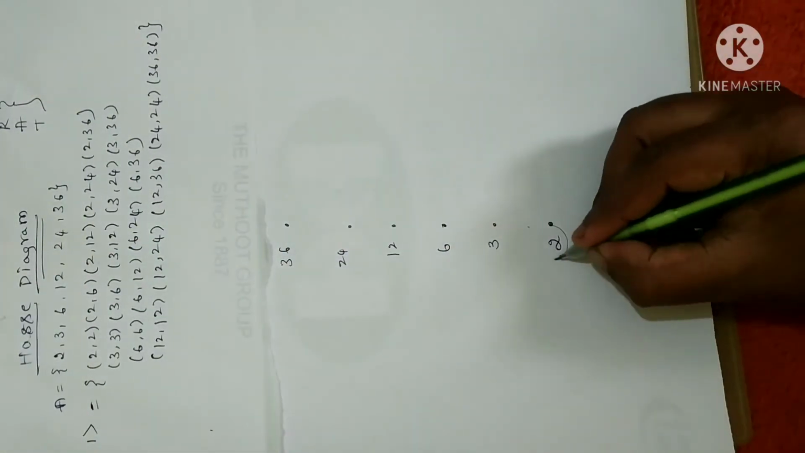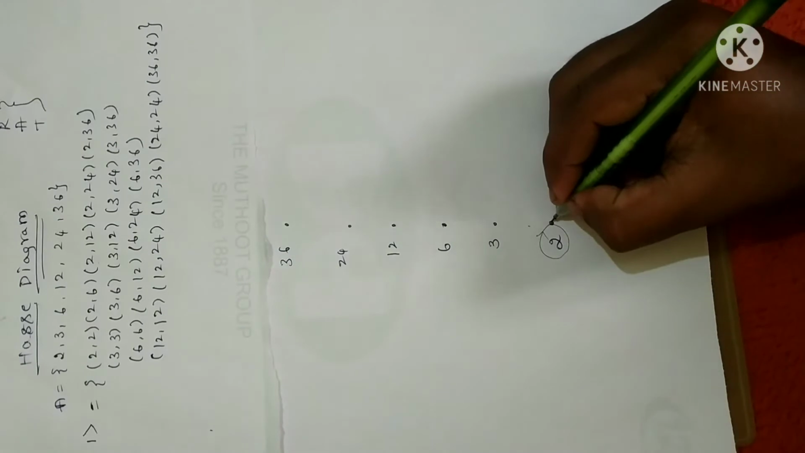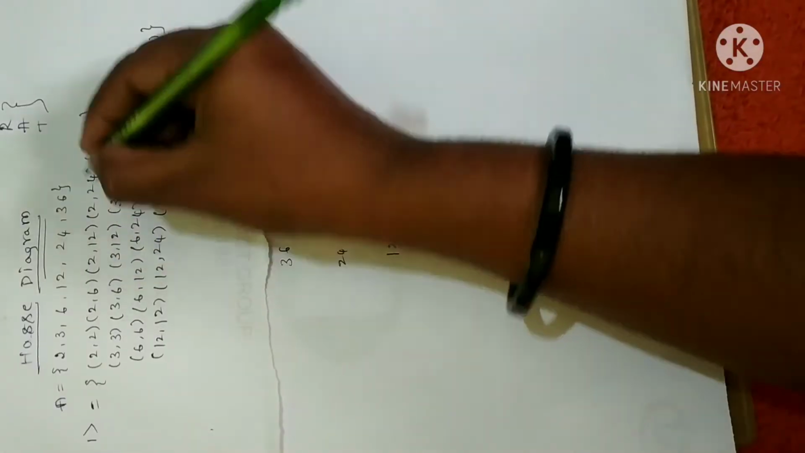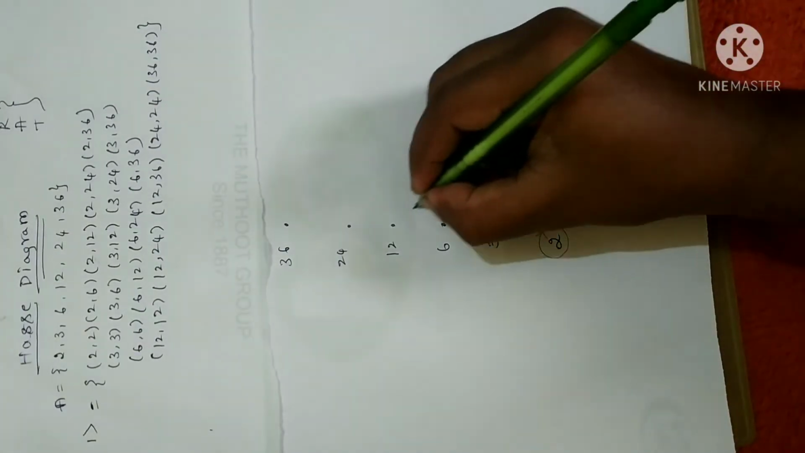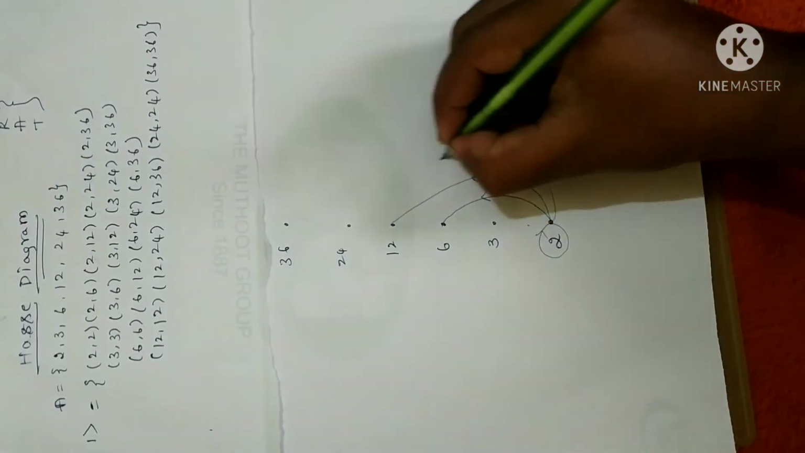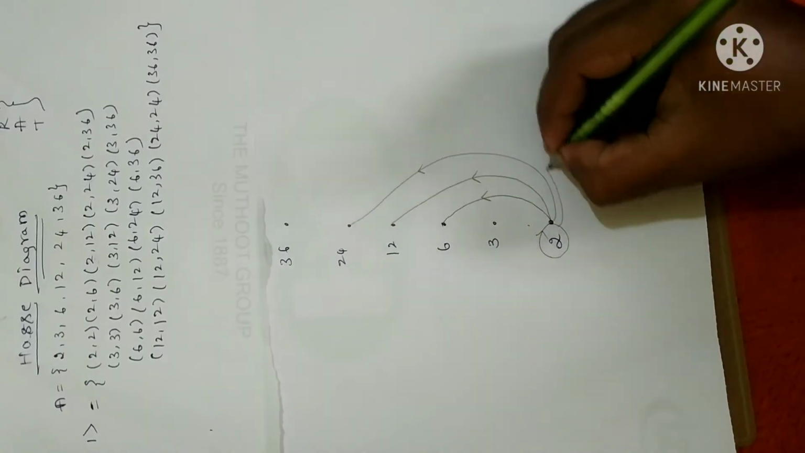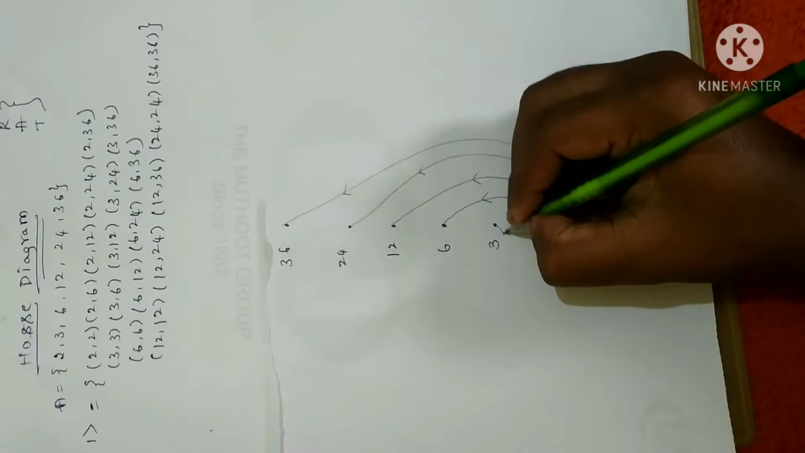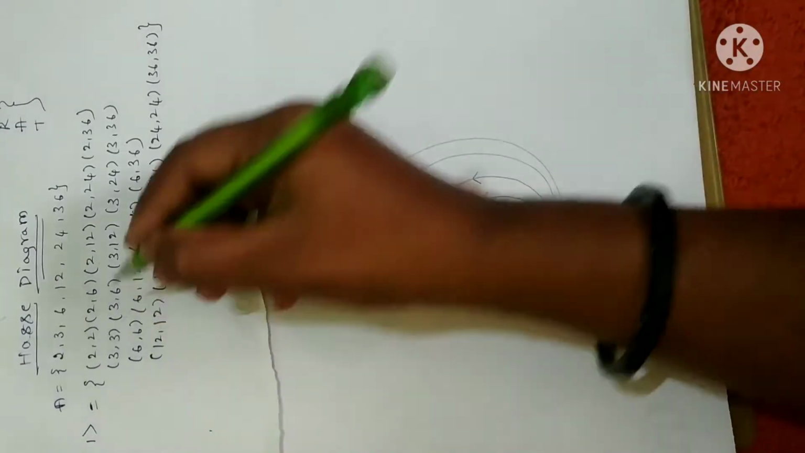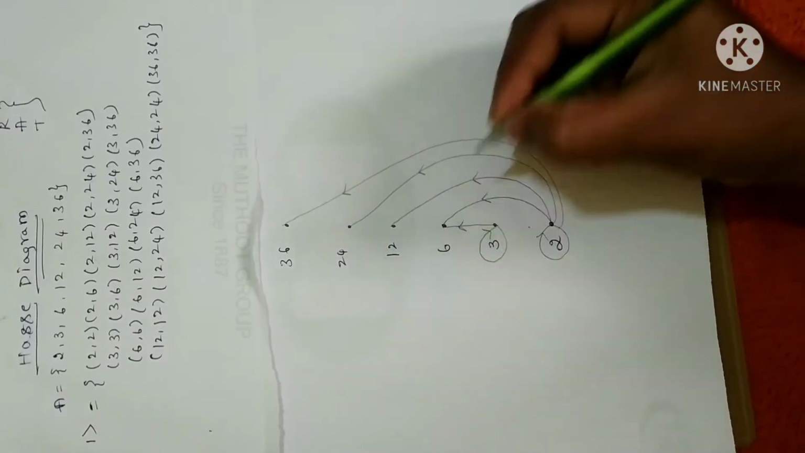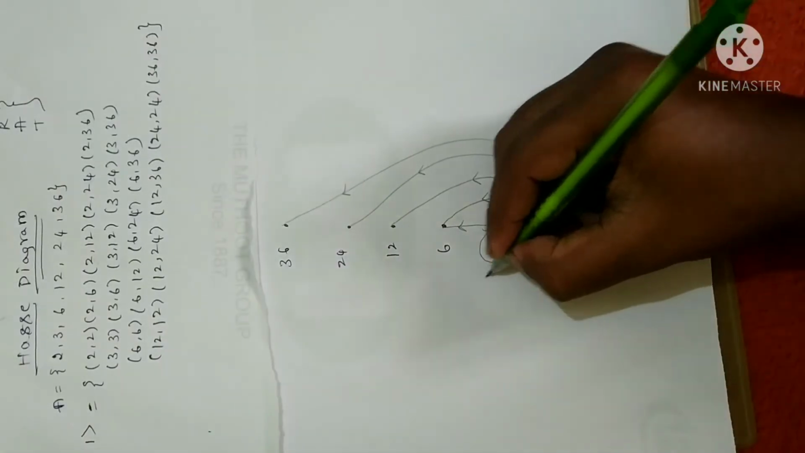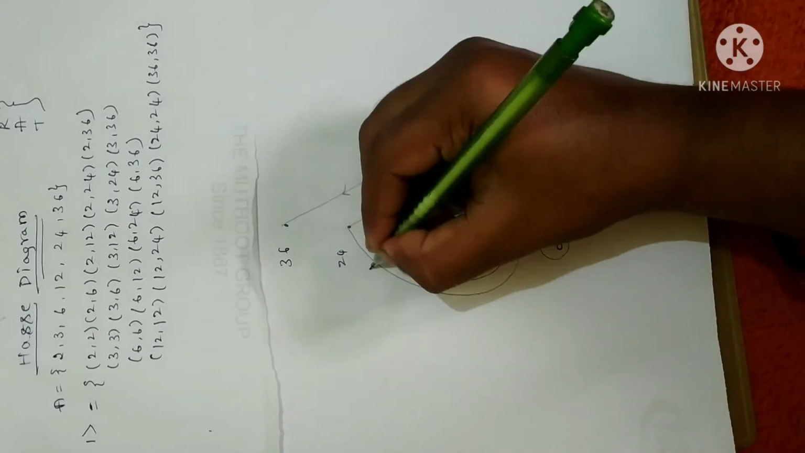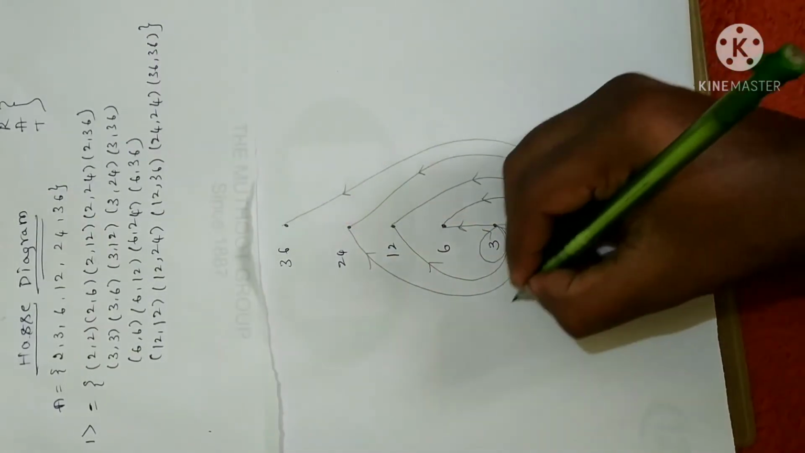2 is connected to 2, so a self loop. Clear? Next, 2 is connected to 6. 2 is connected to 12, 24 and 36. Next, coming to 3. 3 is connected to 3, self loop. 3 is connected to 6. Next, 3 is connected to 12. Next, 3 is connected to 24. Next, 3 is connected to 36.